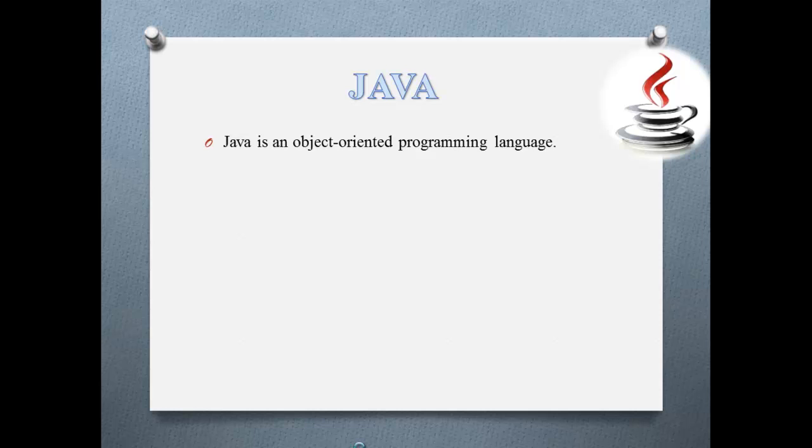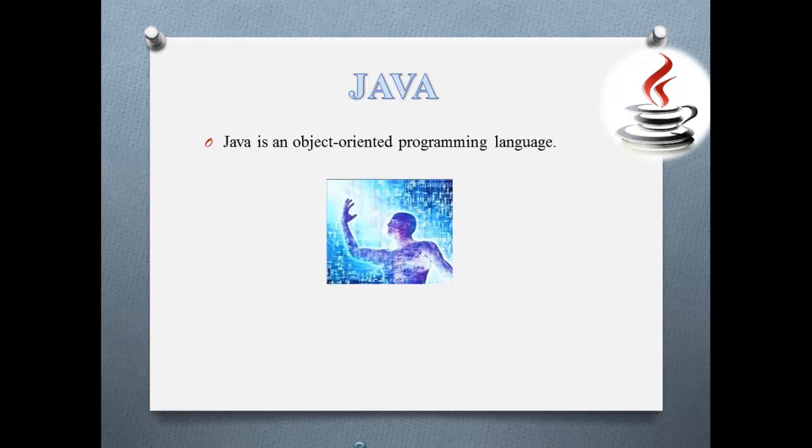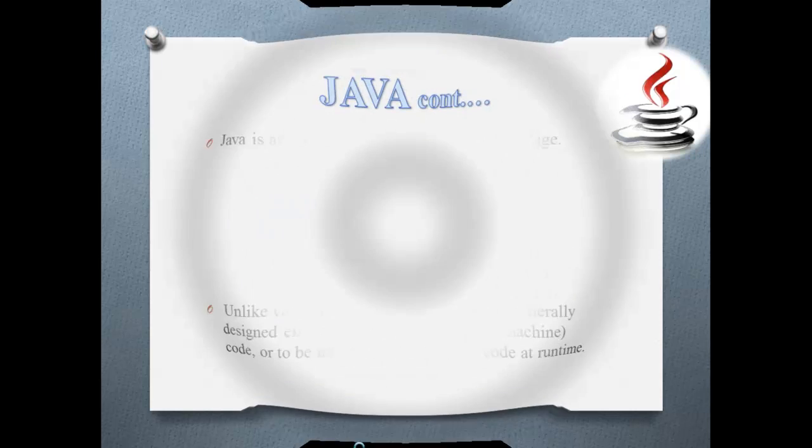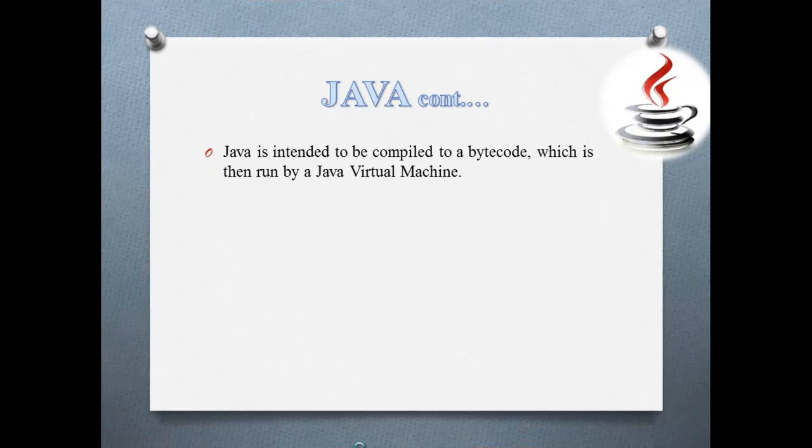Java is an object-oriented programming language. Unlike conventional languages, which are generally designed either to be compiled to native code or to be interpreted from source code at runtime, Java is intended to be compiled to a bytecode, which is then run by a Java virtual machine.